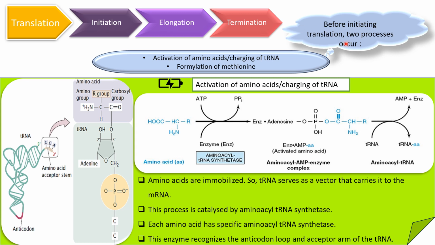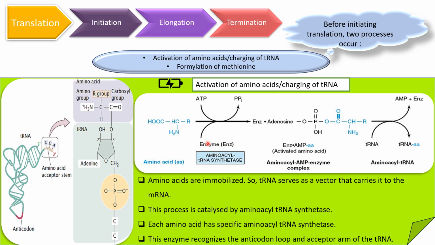But before initiating the protein synthesis process, 2 essential processes occur. First one is activation of amino acids, or we can say charging of tRNA molecule, and another one is formylation of methionine. Let's talk about activation of amino acids first. Amino acids are immobilized, so they cannot travel by themselves to the ribosome where the protein synthesis occurs. So they need someone or something that carries them to the particular site. So here the tRNA serves as a vector that carries it to the mRNA which is attached with the ribosome.